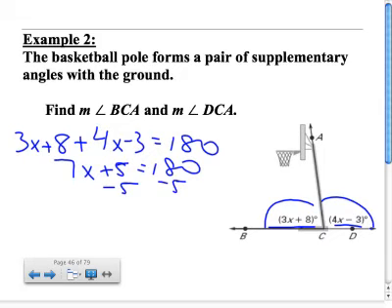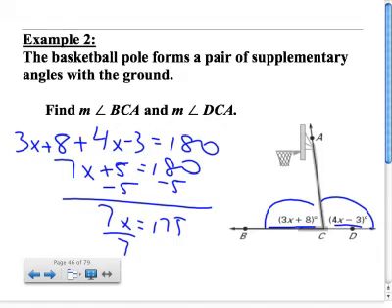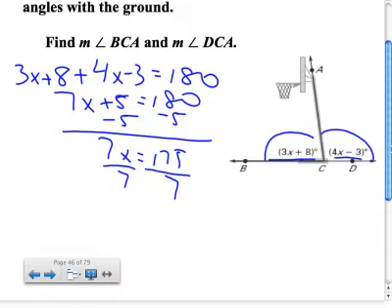Subtract your 5. So again, we're just solving for x here. So 7x equals 175. Divide both sides by 7. And I'm going to scroll down a little bit here, give myself more room. So x is equal to, let's see here, 25. All right, so x is 25.